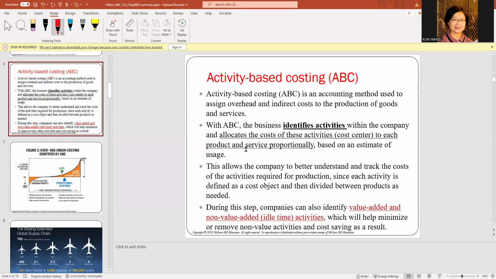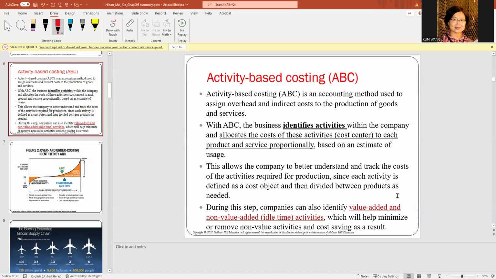And now here is a summary if you're looking for the definition and a brief narrative of the ABC costing system. And the ABC is normally combined with your analysis of the value added and the non-value added activities. So until the company can do this ABC and value chain analysis together.